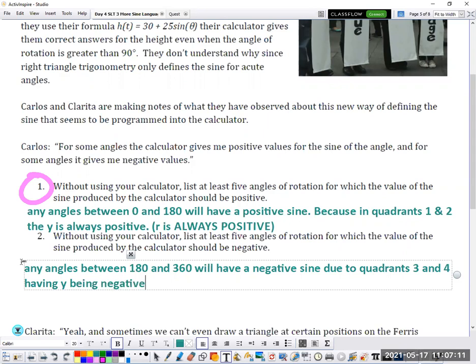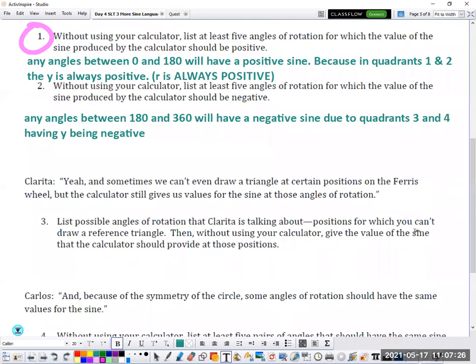Okay. Are there any questions on 1 and 2? So Carlita is having a smart moment. Good job, Carlita. Carlita says, there are some positions on the Ferris wheel that I can't even draw a triangle for, but the calculator will still give me values for sine. There are some special angles. We wrote down the name of those special angles. Not quadratic, but it's a Q word. What angle can we not draw?